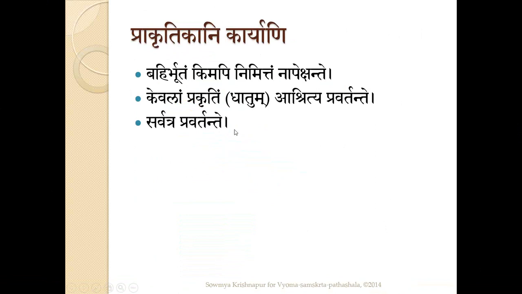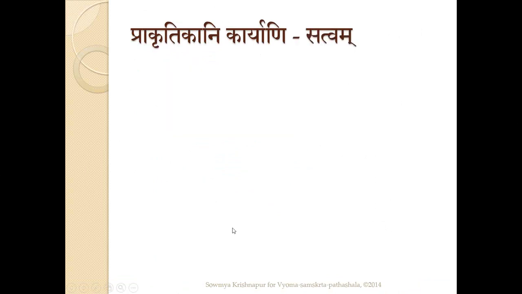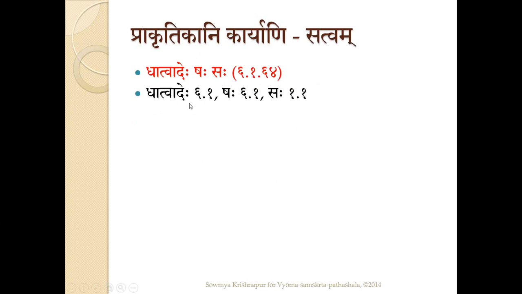Okay. So, sarvatra pravartante, they happen everywhere. Okay, so before we do anything to the dhatu, we have to apply these karyas. Tatra prathamam karyam asti sattvam. Sutram asti dhatvadesha saha. 6164. So, dhatvadehe iti shashti ekavachanam. Shaha ityapi shashti ekavachanam. Saha iti prathamai ekavachanam.